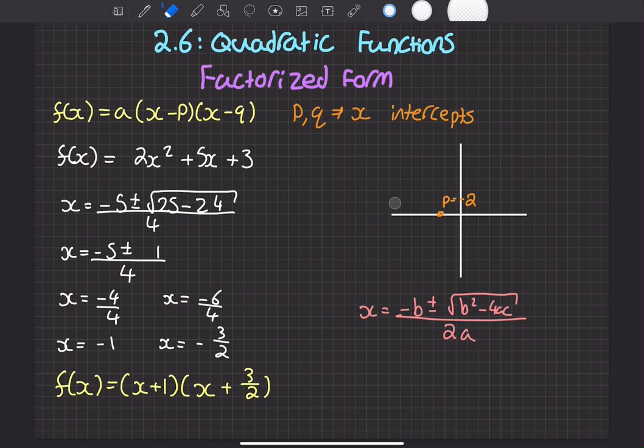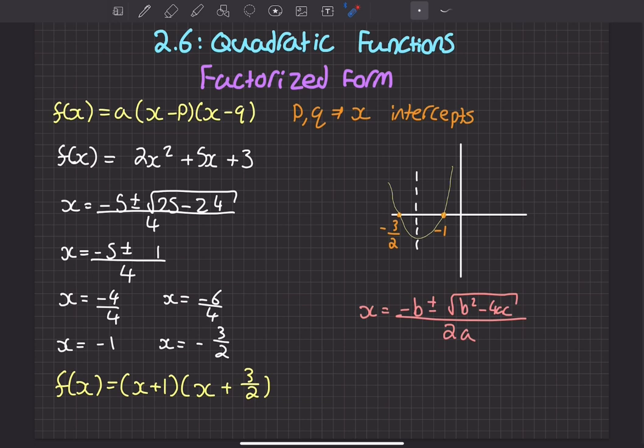Okay, and what do I mean here? Well, I'll just remove this real quick. Now, you know that your graph intercepts the x-axis at minus 1 and minus 3 over 2, right? Now, if your graph is perfectly symmetrical, your axis of symmetry should be in the exact middle of these 2 points. Because it's symmetrical, the vertex, or your axis of symmetry, should be in the exact middle.